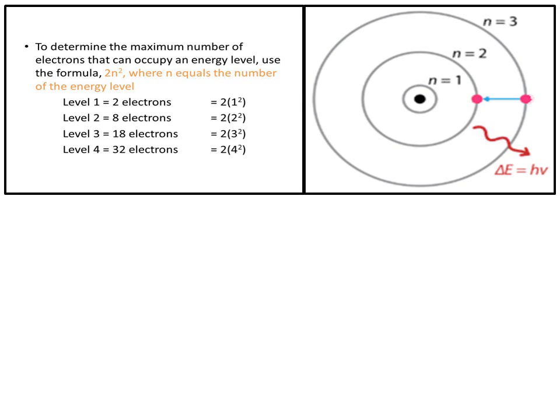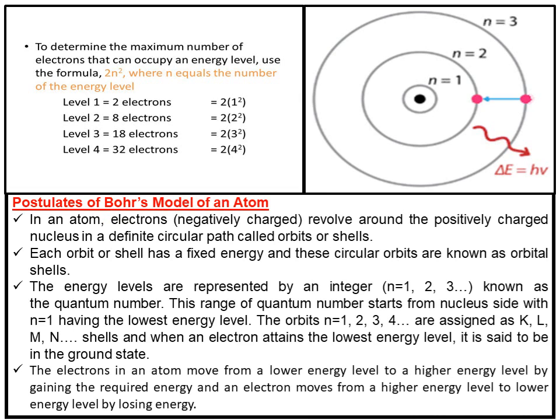Level 2 means energy level 2, the second orbit. It contains 8 electrons. According to the formula 2n square, 2 into 2 square, that is 2 into 4, is equal to 8. Level 3, energy level 3, contains 18 electrons, and level 4 contains 32 electrons. Now the postulates of Bohr's model of an atom.